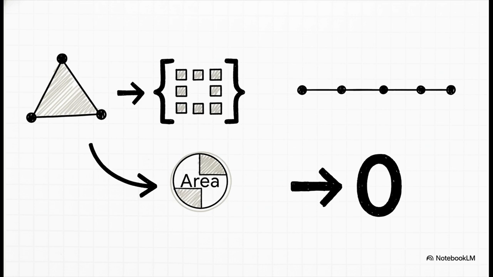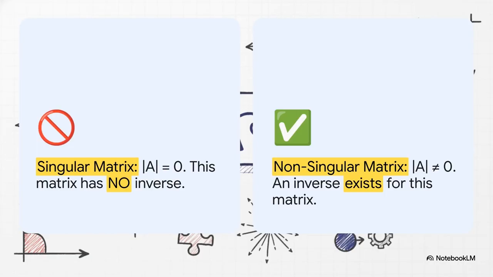And what's really cool is the bonus trick. If the area turns out to be 0, it means that 3 points don't actually form a triangle. They all lie on a single straight line. They're collinear. So cool. The determinant is also like the gatekeeper for a matrix's inverse.